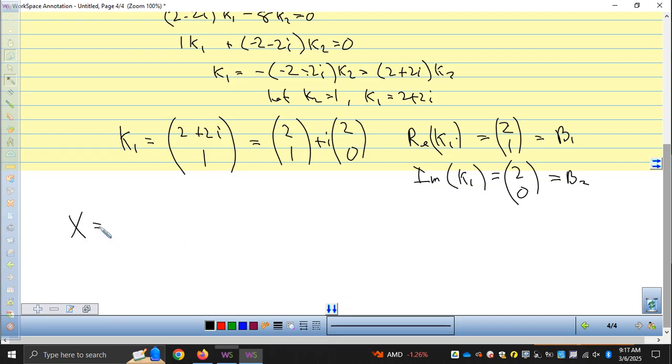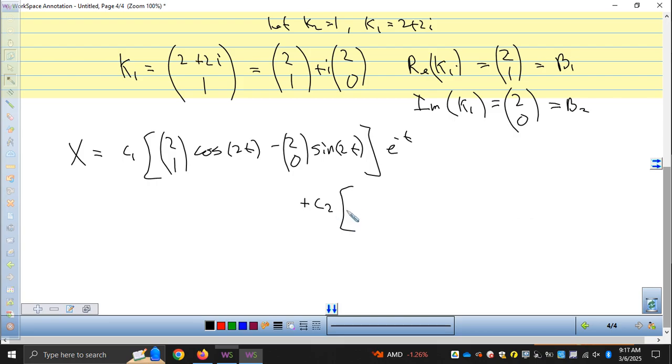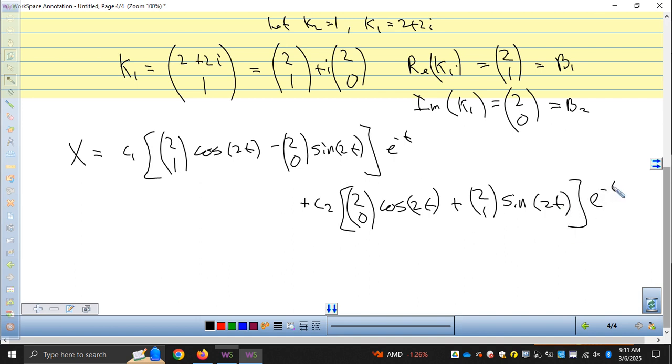So our solution is going to be C1 times (2, 1) cosine 2t minus (2, 0) sine 2t, e to the minus t, plus C2 times (2, 0) cosine 2t plus (2, 1) sine 2t, e to the minus t.